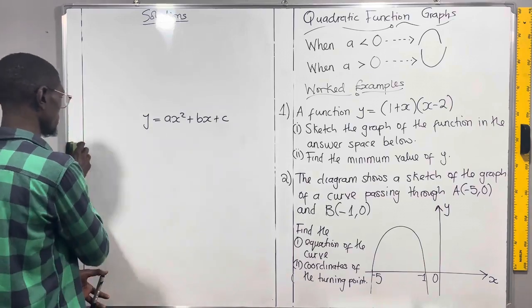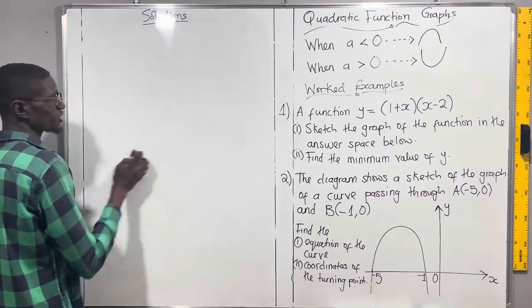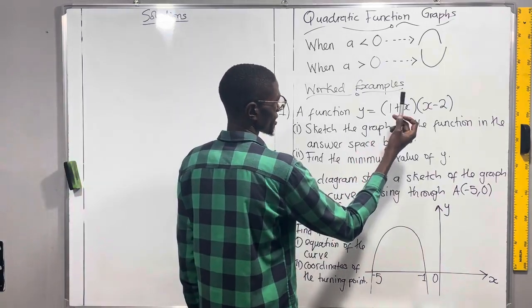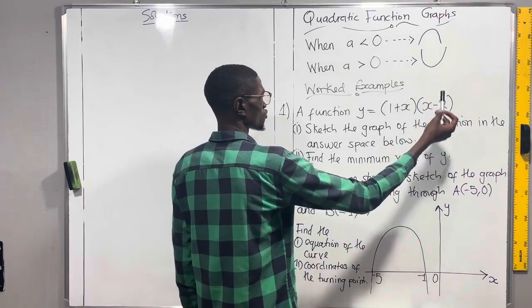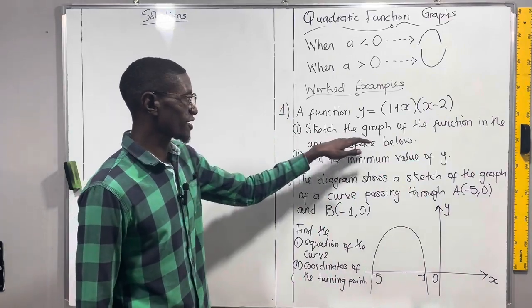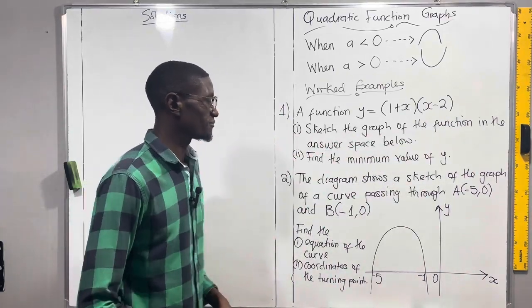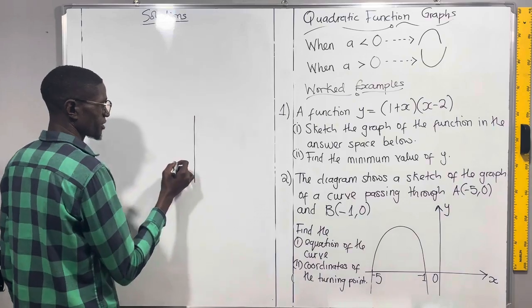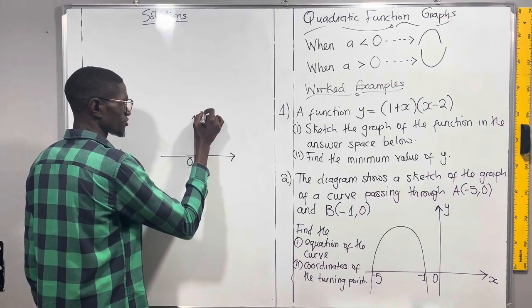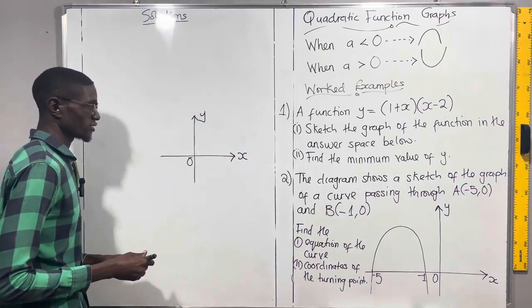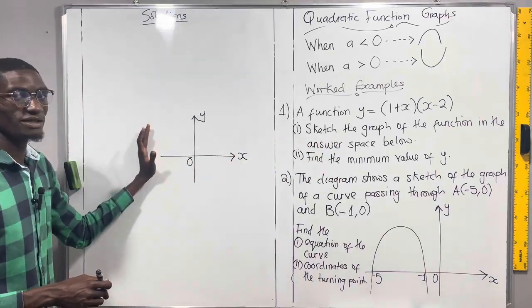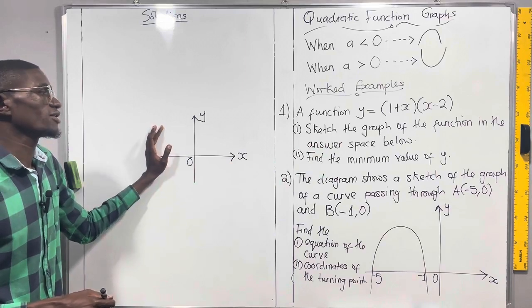Let us now look at these questions with that in mind. Question 1 says, a function y is equal to open bracket 1 plus x close bracket open bracket x minus 2 close bracket. This is the function for the graph. And now they are saying sketch the graph of the function in the answer space below. So in the exam paper, there's going to be something like this provided for you, where you're supposed to draw the graph. This is what they're referring to by saying in the answer space below. So you have something like this and you'll be required to draw the graph from here.